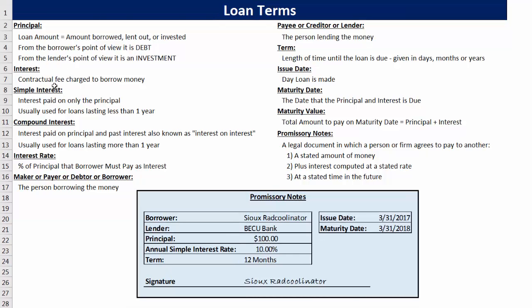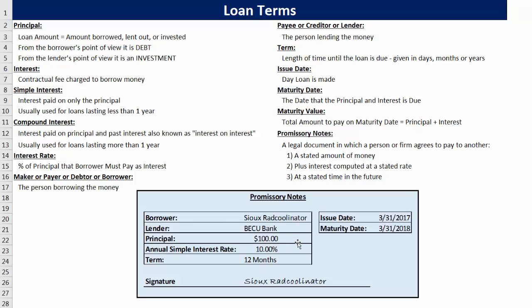Interest, what is it? A contractual fee charged to borrow the money, rent on money, as we said. But there's two different ways we can calculate interest: simple interest and compound interest. Now, simple interest, interest paid on principal only, usually used for loans less than 1 year. But all loans are based on contracts, so there are all sorts of different types of contracts. And sometimes simple interest can be used for long-term loans. But mostly in business, simple interest is used on loans less than a year.